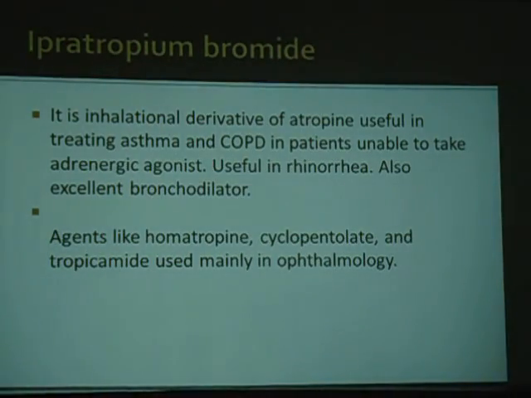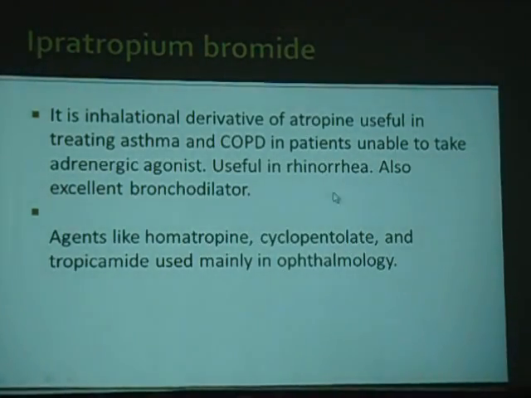Ipratropium bromide is a more commonly used respiratory anticholinergic drug. Why are we calling it respiratory? Because it is more commonly used by the inhalational route for COPD and chronic asthma. COPD means chronic obstructive pulmonary disease, caused by excessive smoking or tobacco abuse. Here you can see it is the inhalation derivative of atropine, useful in treating asthma and COPD. It is also useful in rhinorrhea and is an excellent bronchodilator.